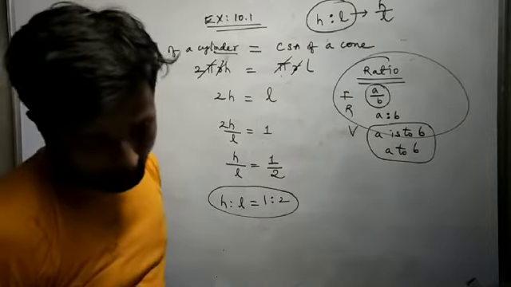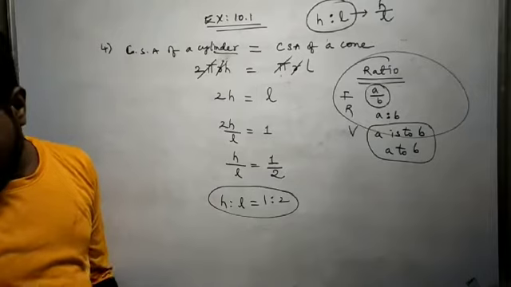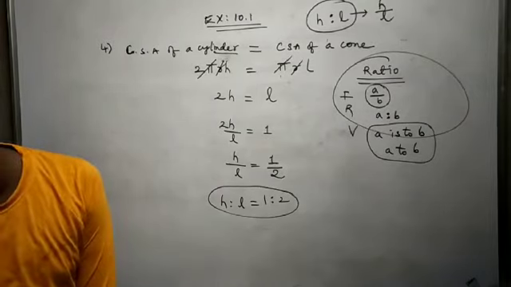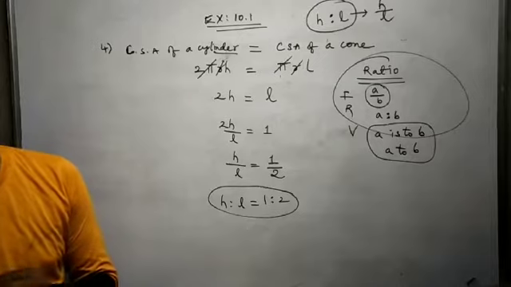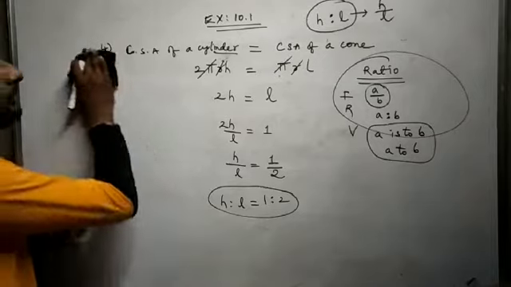And look at the fifth question. A self help group wants to manufacture joker caps with 3 centimeters radius and 4 centimeters height.